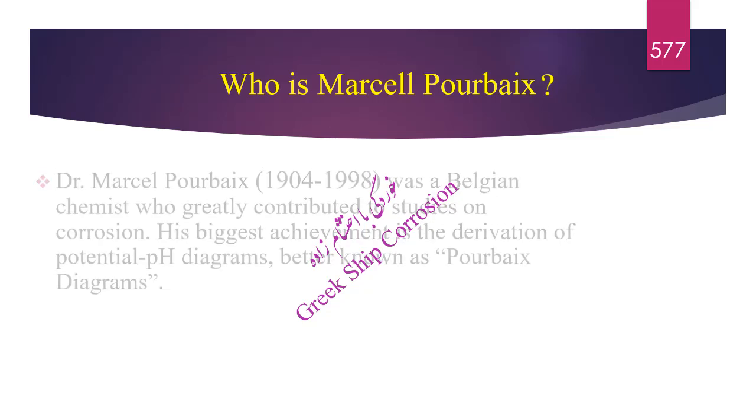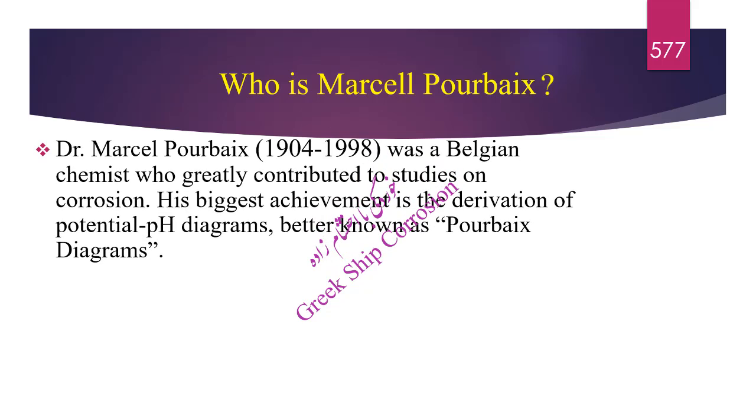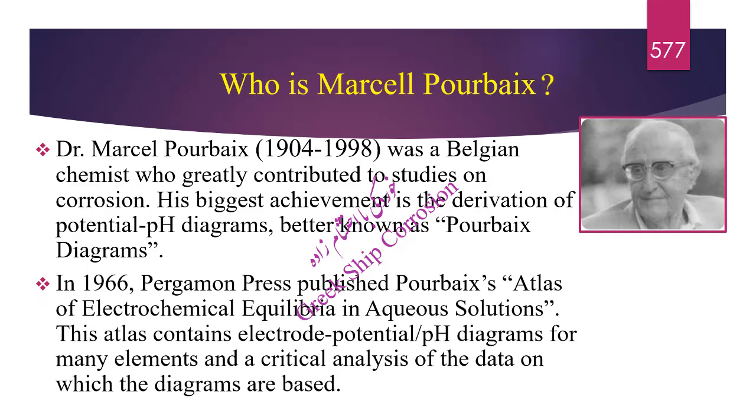Who is Marcel Pourbaix? Dr. Marcel Pourbaix, 1904 to 1998, was a Belgian chemist who greatly contributed to studies on corrosion. His biggest achievement is the derivation of potential pH diagrams, better known as Pourbaix diagrams. In 1966, Pergamon Press published Pourbaix's Atlas of Electrochemical Equilibria in Aqueous Solutions. This atlas contains electrode potential pH diagrams for many elements and a critical analysis of the data on which the diagrams are based.